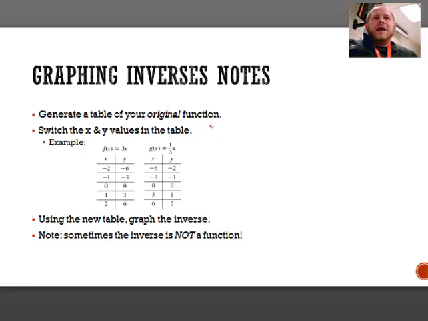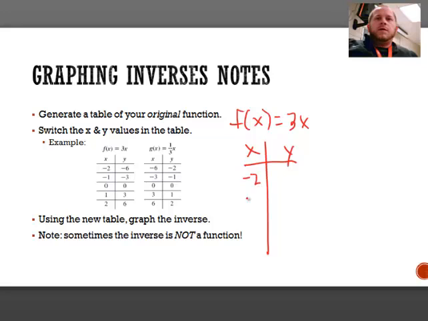You're going to generate a table of your original function. So in this example, they gave us a function of f of x is equal to 3x. When I created a table for that, as you guys can see in the example, I used easy numbers to compute. So we did like -2 and -1, 0, 1. Sorry, that's +2. And I just entered them in. So I take a -2, multiply it by a 3, I get my -6. -1 in there with 3 gives me -3. 0 gives me 0. You guys can see the pattern here.